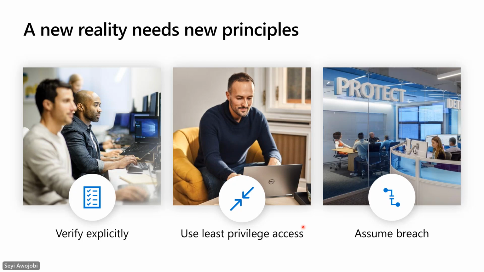Assuming breach is the final piece of the zero trust model. Really, this is a proactive security mindset that acknowledges the possibility of a breach occurring. So even within a trusted network or system, this is going to encourage organizations to implement security measures and controls that focus on continuously monitoring and protecting resources, even after an attacker has gained some initial access. This is really shifting that security strategy from a reactive approach to a more proactive and continuous monitoring approach.